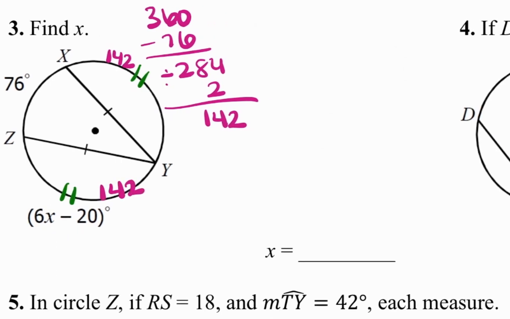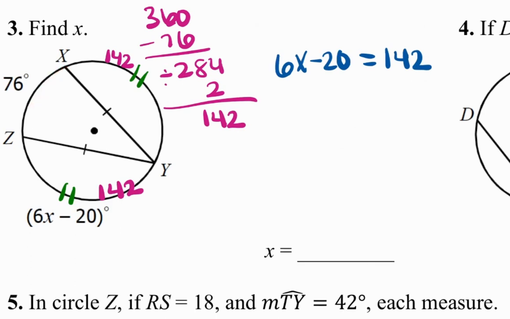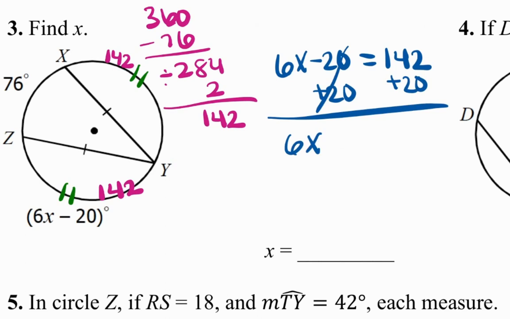Now the equation we can write is that 6x minus 20 is equal to 142. Okay, so subtract this arc from 360, gets us 284. Divide by 2 gets us that 142. Now we can write our equation. So we can add 20 to both sides. That's our first step in solving. So we get 6x equals 162.